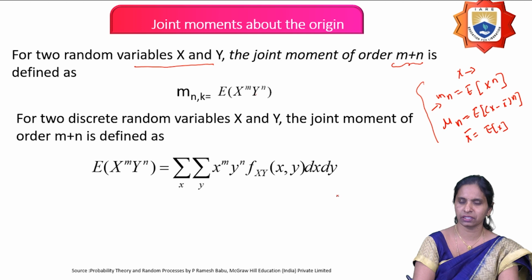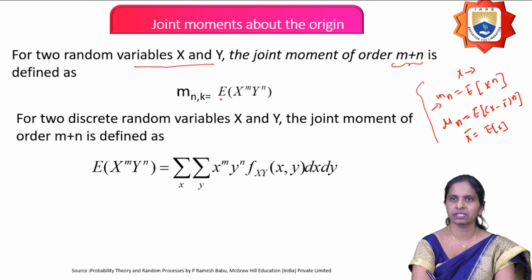Here expectation is nothing but the statistical average. The statistical average of the power of the random variable X to the m and the power of the random variable Y to the n is given by m suffix n comma k, which is called the joint moment about the origin of the order m plus n.